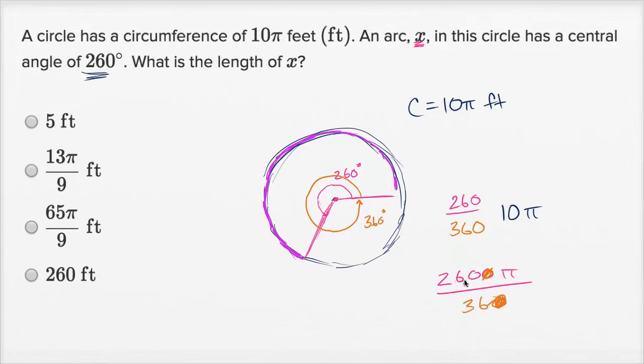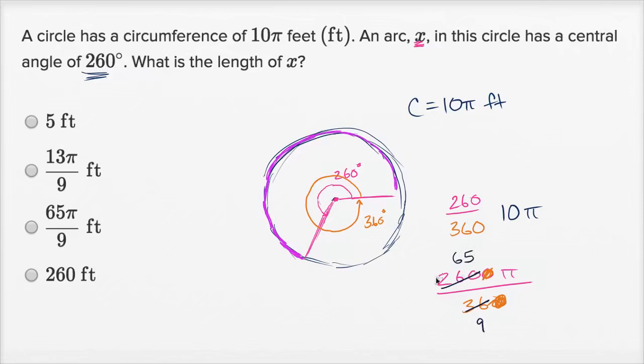If we divide the numerator and the denominator by 4, it seems like they are both divisible by 4. 260 divided by 4 is going to be, let's see, 200 divided by 4 is 50, 60 divided by 4 is 15, and 15 plus 50 is 65. So this is going to be 65, and 36 divided by 4 is 9.